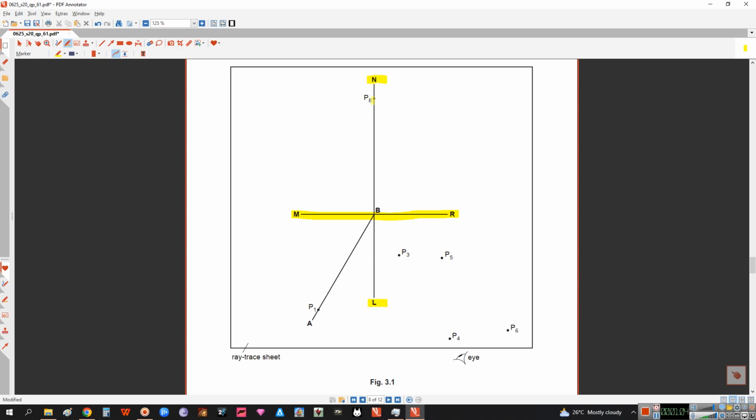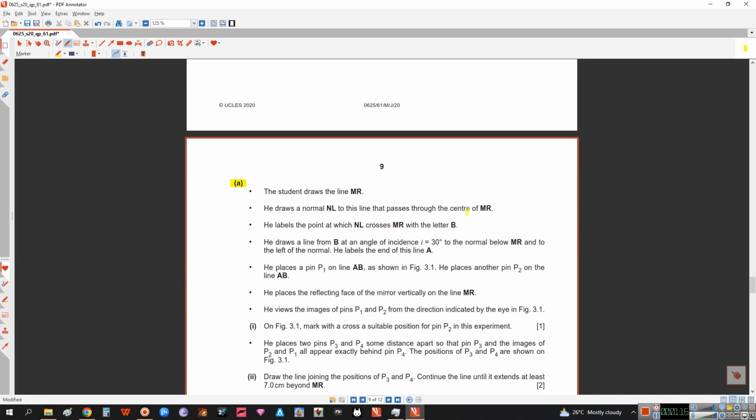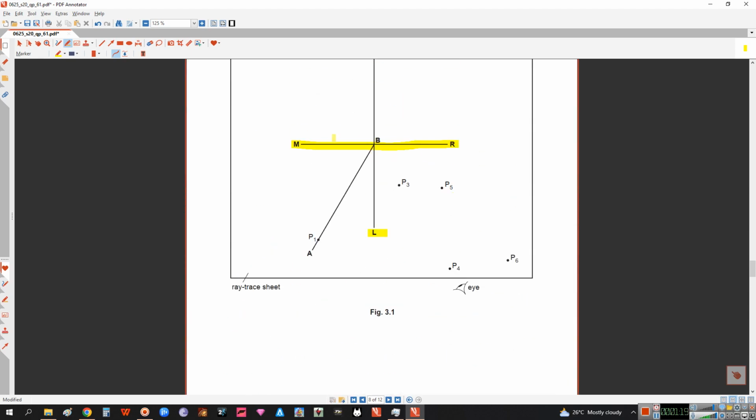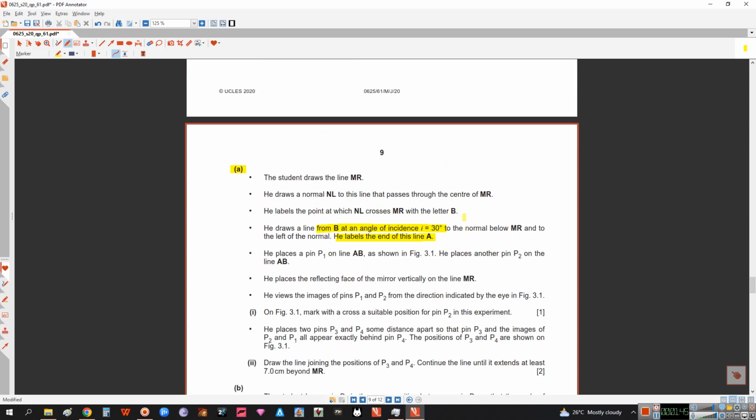This is the horizontal line, which is drawn using this point P, using a protractor. He labels this point NR and crosses with the letter B. At this point B, it is intersecting this MR, which is the mirror. He draws a line from B at an angle of incidence of 30 degrees to the normal, below and to the left of the normal. He labels it as line A.